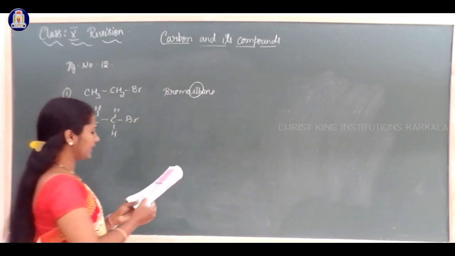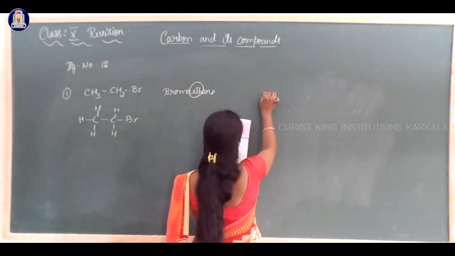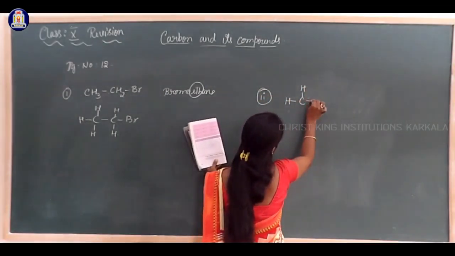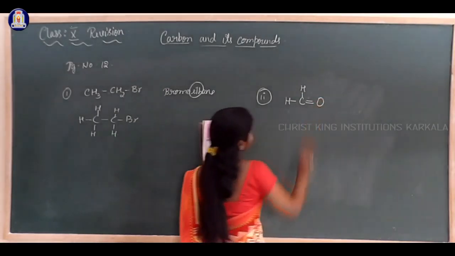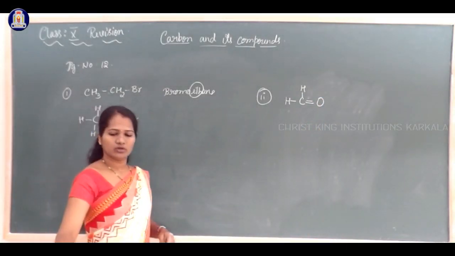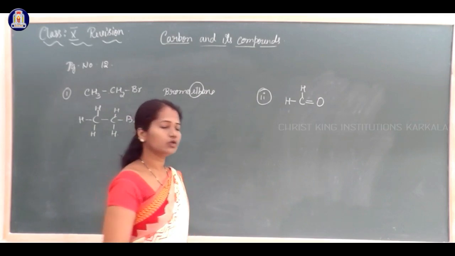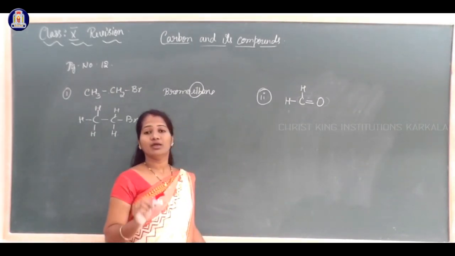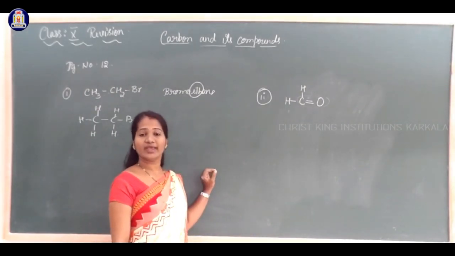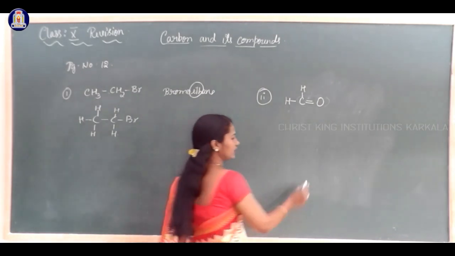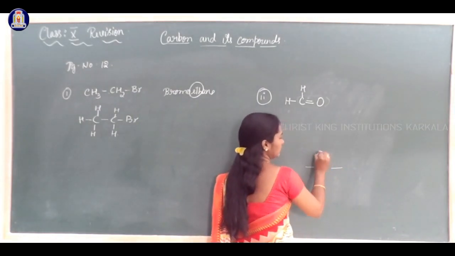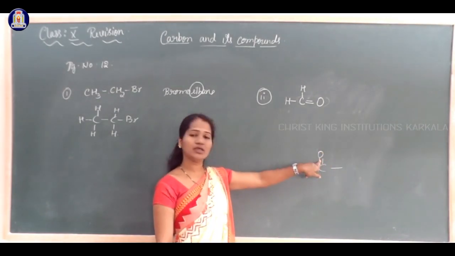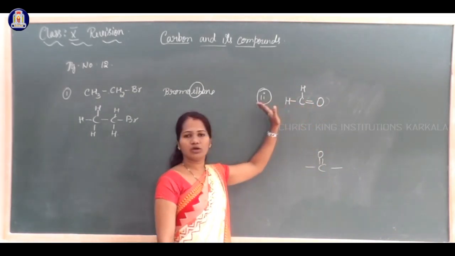See the second compound given: H-C-H double bond O. So when you see double bond O, first you decide this is ketonic group. When you see this double bond O, you may decide this is ketone. But that decision is wrong. Why is it wrong? Ketonic group we always write in the middle of the carbon chain. In a chain of carbon, for the middle carbon we are giving ketonic group, not for the last one or the first one.